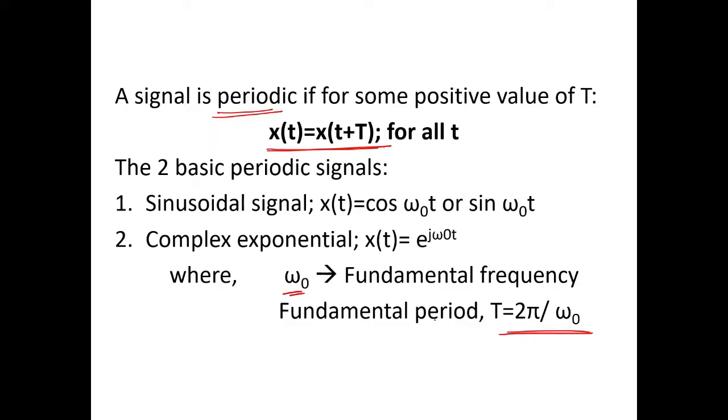Okay, so when we say this, there are two basic periodic signals. First one is the sinusoidal signal. It may be cos of omega naught t or sine of omega naught t. We consider both as the sinusoidal signals. Why sinusoidal? Because if you do some phase shift in the sine waves, we can get the cos wave.